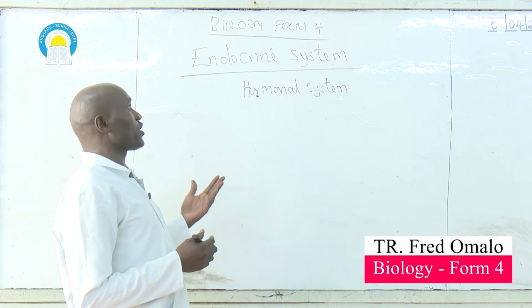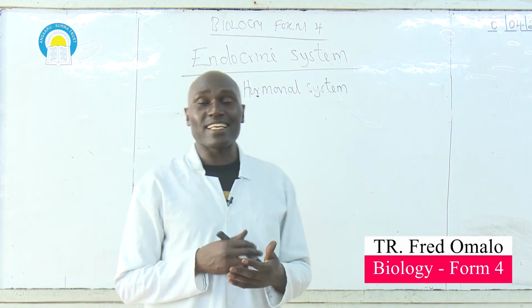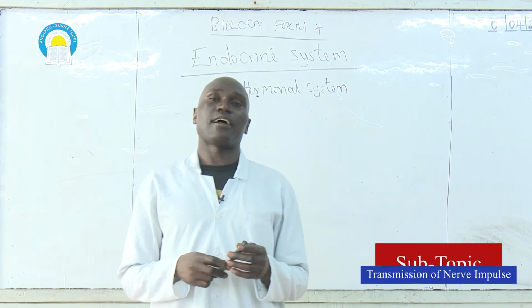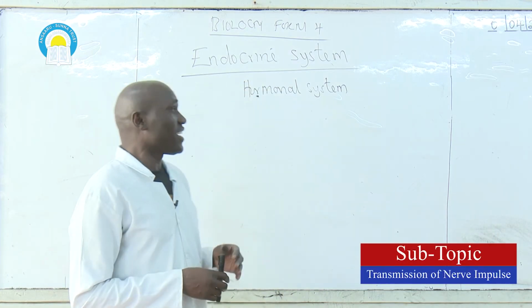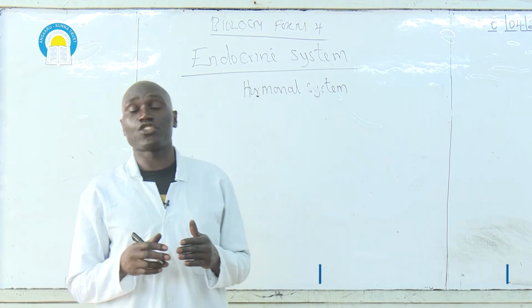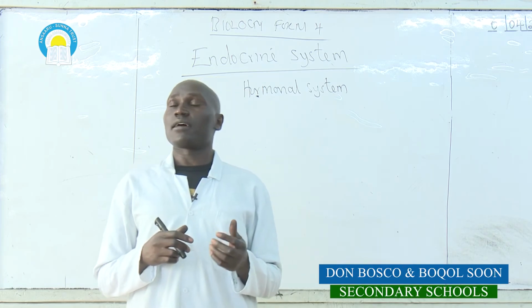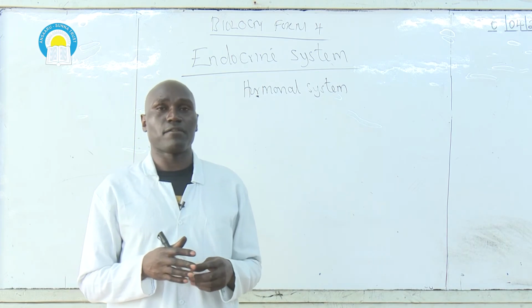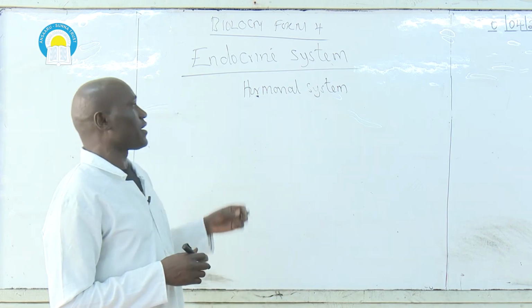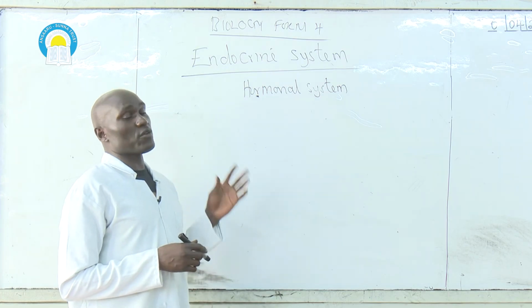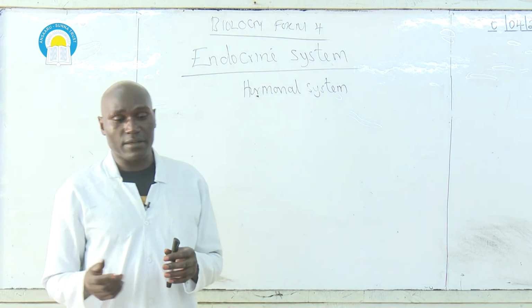Hormonal system of communication or endocrine system is a slow system of communication compared to nervous system. It takes a long time for the desired change to be realized. But for nervous system, it takes a very short time, in fact, a split of a second for nerve response to be realized. But in hormonal system or endocrine system, it takes a long time.